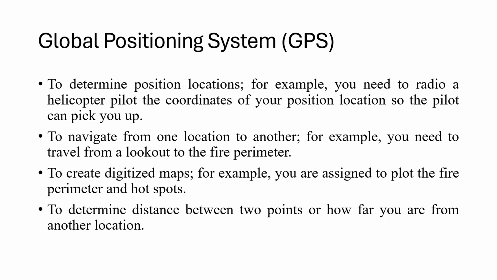To determine position locations, for example, we give a helicopter pilot the coordinates of a position location so the pilot can pick up a particular person, and also to navigate from one location to another, for which we have to identify the location, and the GPS system supports this. It also helps create digitized maps, for example, to plot the fire perimeter and hotspots, and to determine the distance between 2 points, and how far we are from and how to reach the other location. So these are the various services provided by the GPS system.